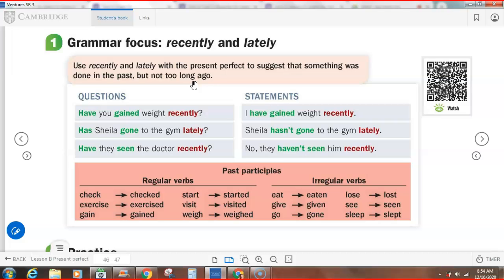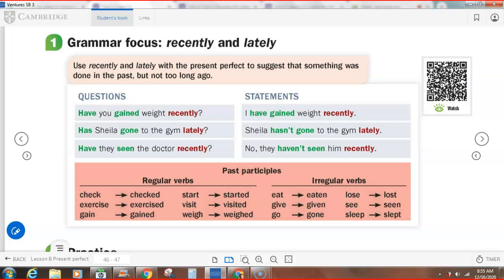Okay? And we can ask questions and then we can answer, of course. And what they want you to focus on is the word order. So with a question, remember we're using the present perfect. Can you read this sentence right here? Have you gained weight recently? Okay. So at some point in the near past, did you gain weight is what they're asking. And what would the answer be? Yes, I have gained weight recently.